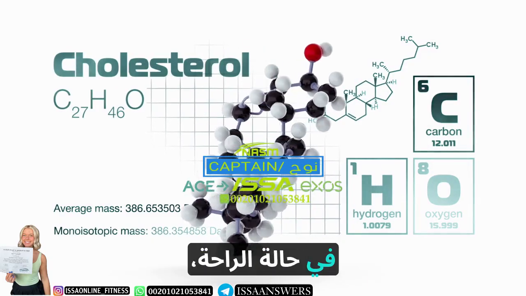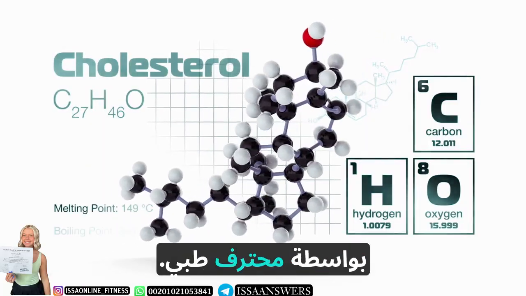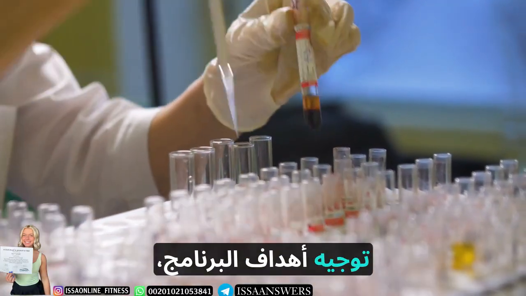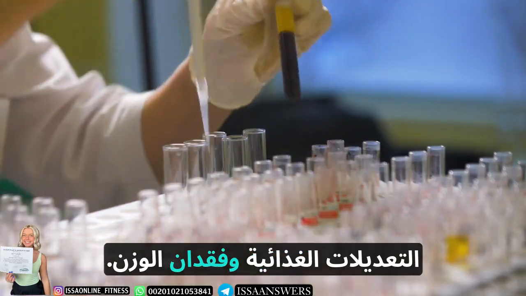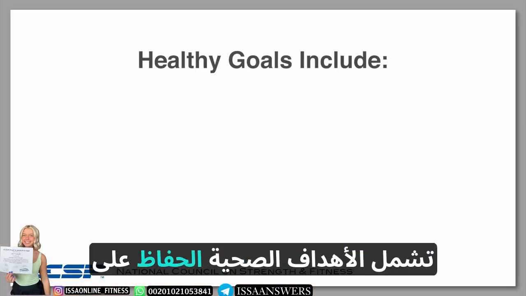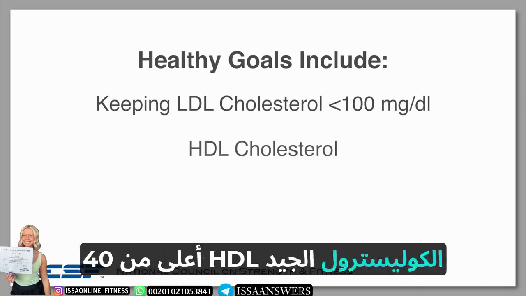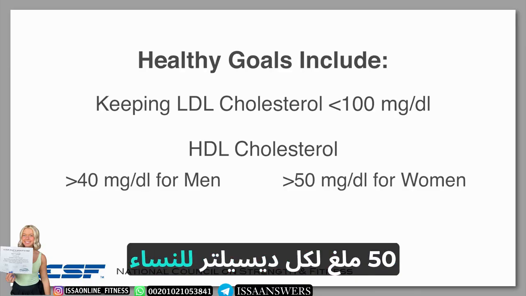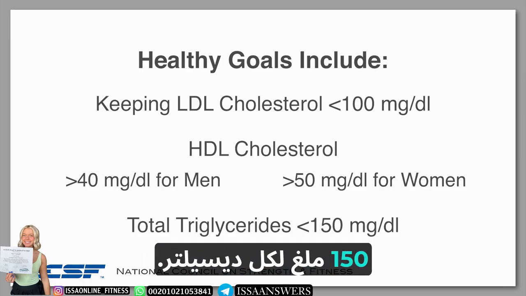Another of the common resting measures, the blood lipid profile, can only be performed by a medical professional. Information gleaned from a client's profile can help direct program goals, namely increased aerobic training, dietary modifications, and weight loss. Healthy goals include keeping LDL cholesterol lower than 100 milligrams per deciliter, HDL cholesterol above 40 milligrams per deciliter for men and above 50 milligrams per deciliter for women, and total triglycerides or blood fats less than 150 milligrams per deciliter.